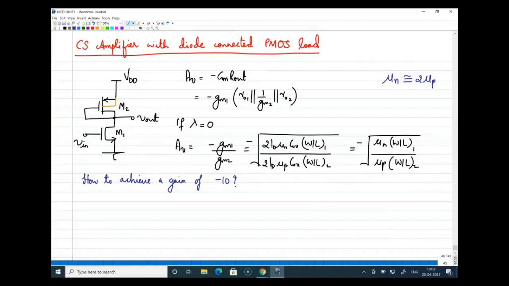You have the voltage gain expression with you. In that, considering mu n is equal to 2 mu p, what should be the relationship between W by L of 1 and W by L of 2 in order to have a voltage gain of value very close to minus 10?